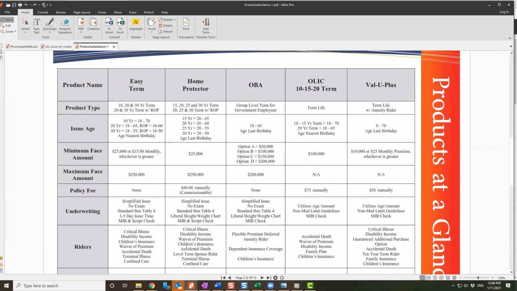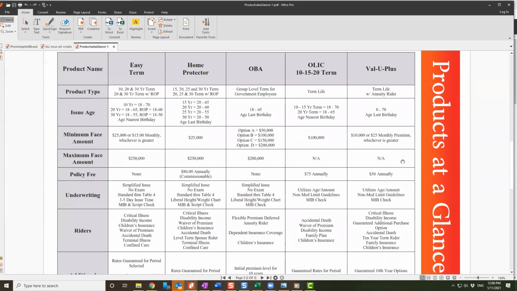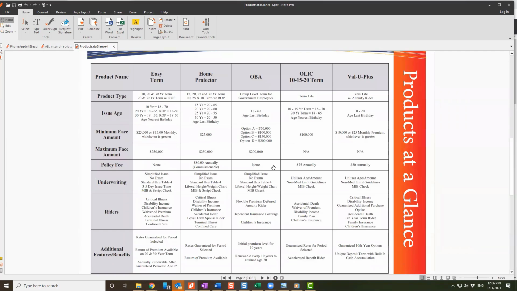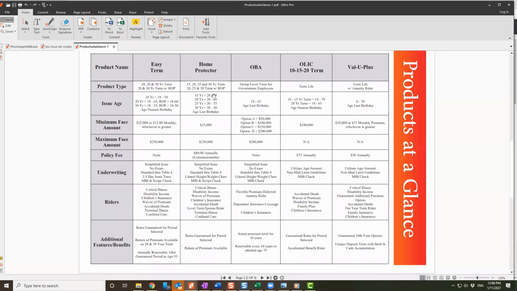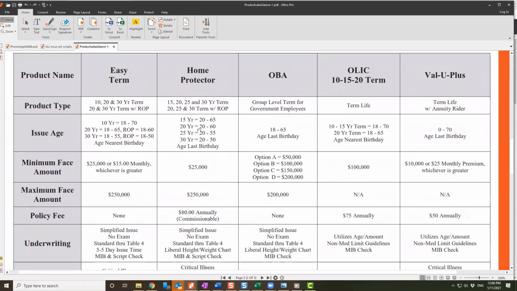Home Protector. Okay, so let's talk about Home Protector first, and I'm going to send you this products at a glance, but it makes it so simple. You're going to download the brochure and see it, but this makes it so simple to understand because the Home Protector is a term insurance product. Home Protector is a home insurance product that is a 15, 20, 25, and 30-year term.